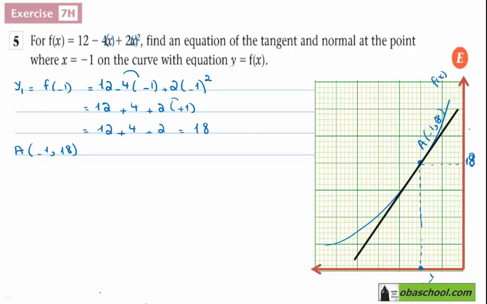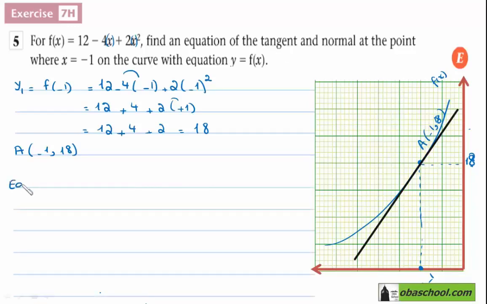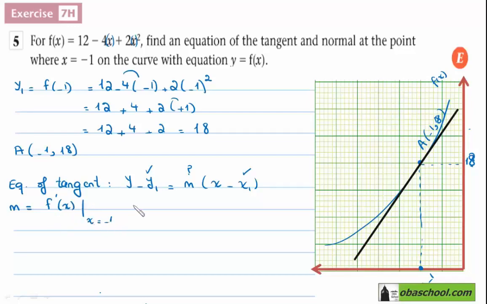So to find the tangent at the point A, we can apply the equation of the tangent, that is y minus y1 equal m multiplied by x minus x1. We have the value of y1 and x1 from the point A, minus 1, 18. Then m, the gradient of the tangent, is equal to f prime of x at the point x equal minus 1. Then we have to find f prime of x and substitute x equal to minus 1. Let's first find f prime of x.